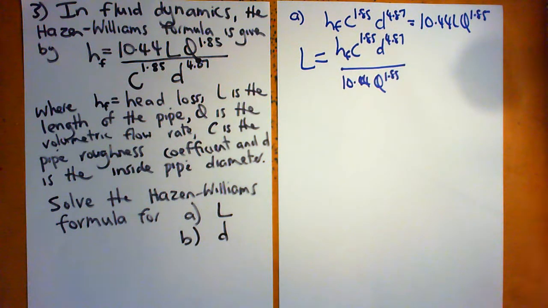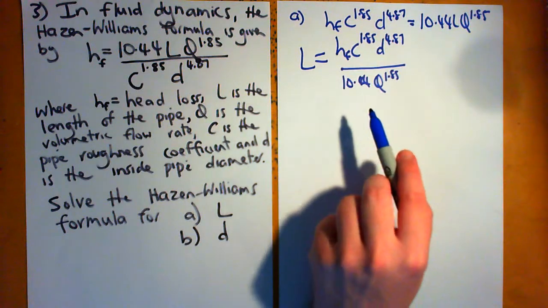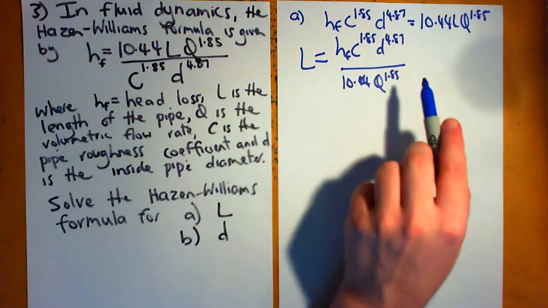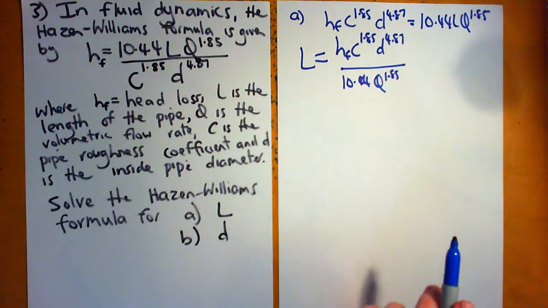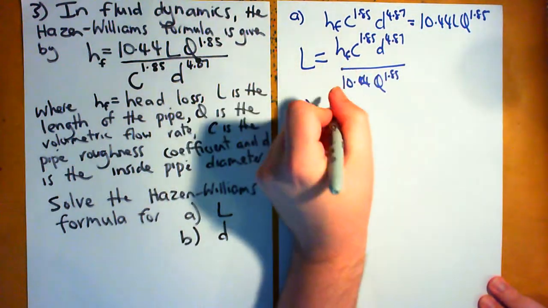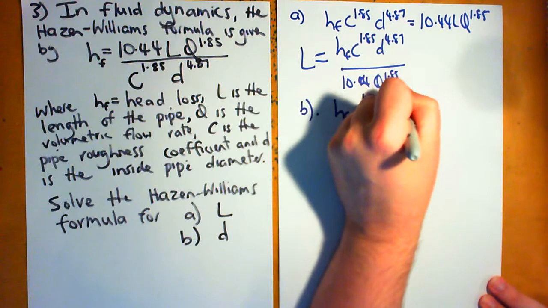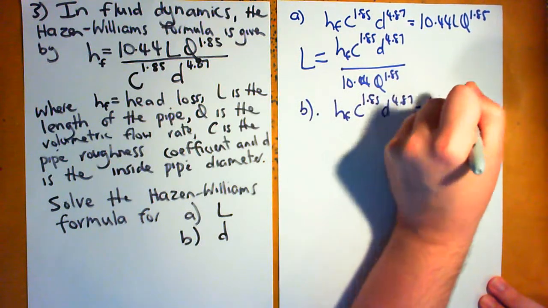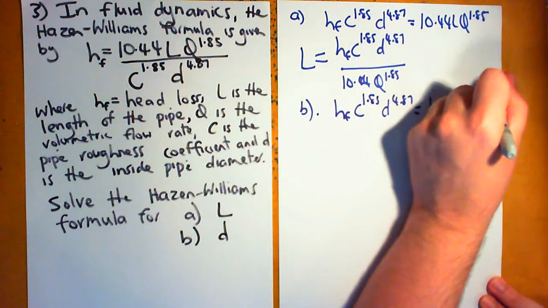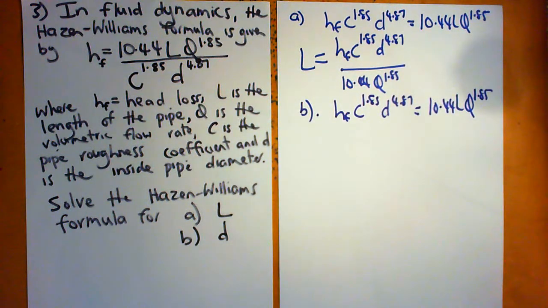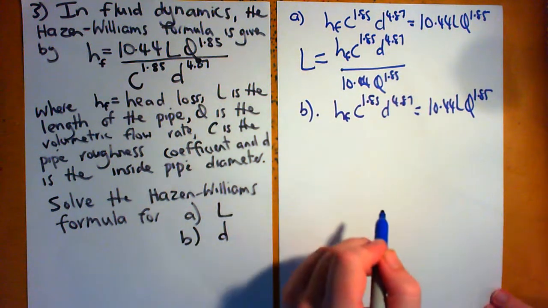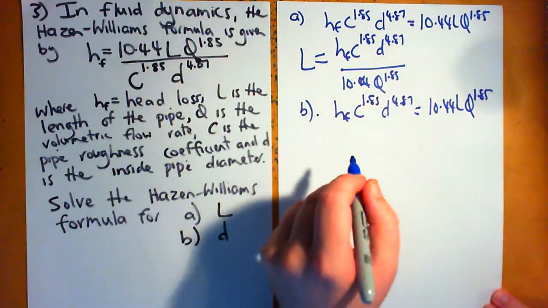Okay, so we're going to solve that one for D, and we're going to do that by getting rid of this denominator, which really amounts to undoing that last step of question A. So that's going to take us back to Hf C to the 1.85 D to the 4.87 equals 10.44 L Q to the 1.85. Okay, so we need to solve that for D. So first thing to do would be to get rid of the Hf C to the 1.85, which is multiplying the D. We can do that by dividing both sides by Hf C to the power of 1.85.